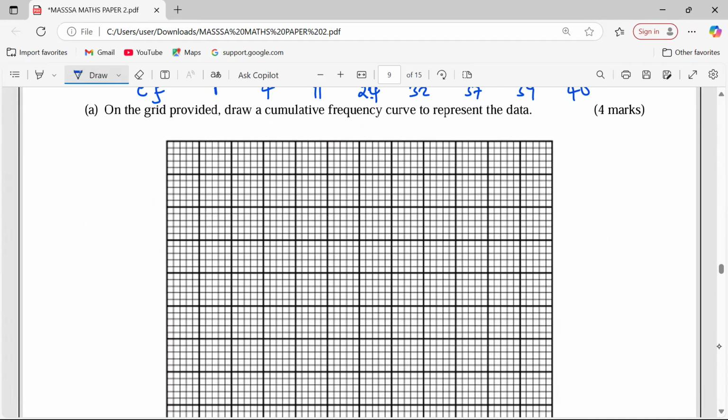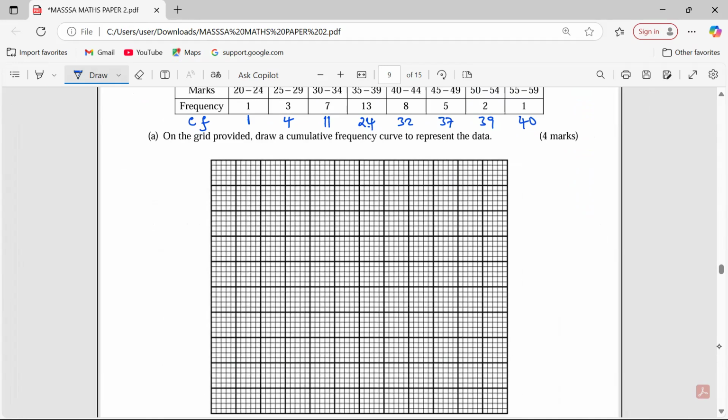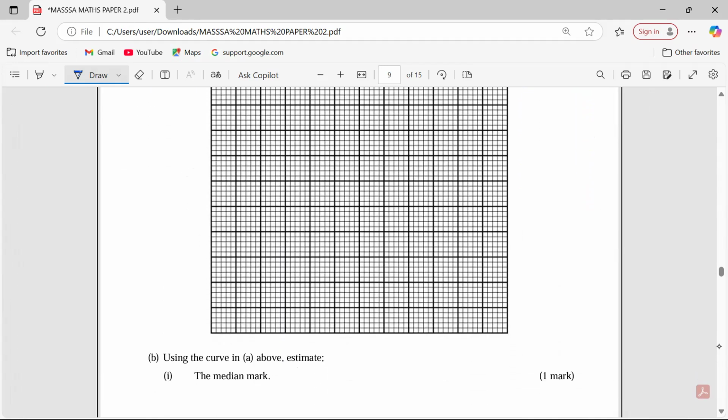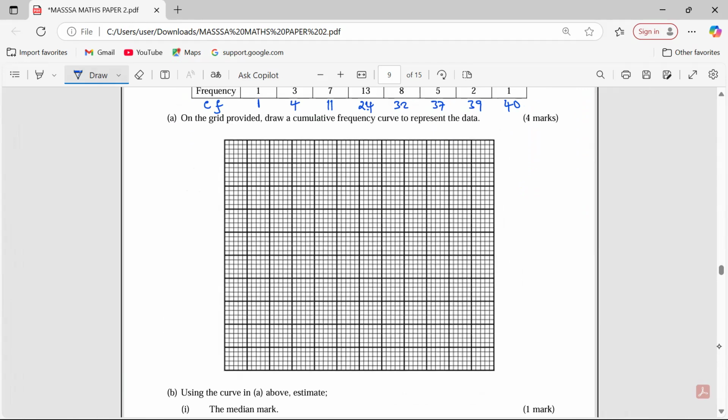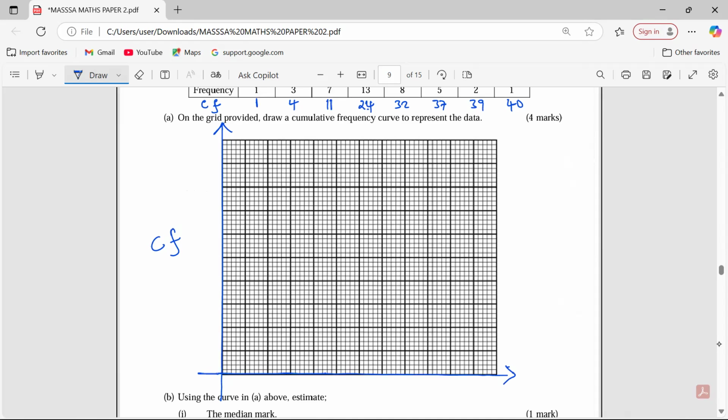Now we shall be plotting cumulative frequencies against upper boundaries. Let me draw the axis first. The vertical axis is where we shall have cumulative frequencies. Then on the horizontal axis, we shall have the marks, but in this case, I'm going to have the upper limits of each class.